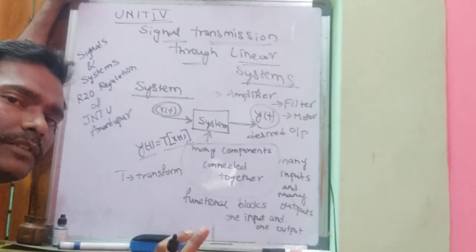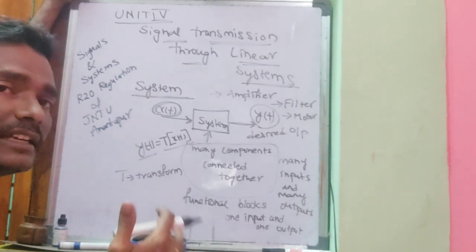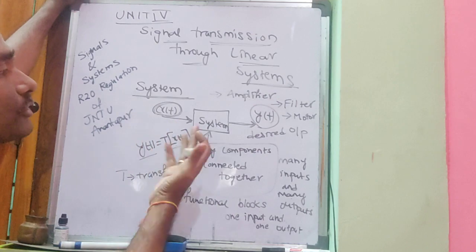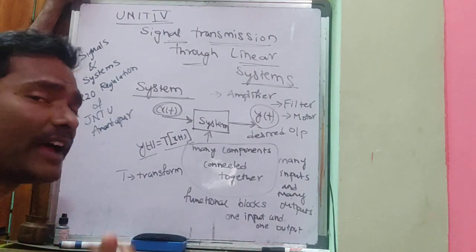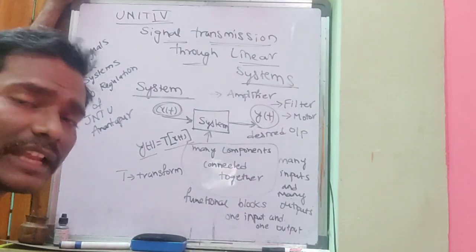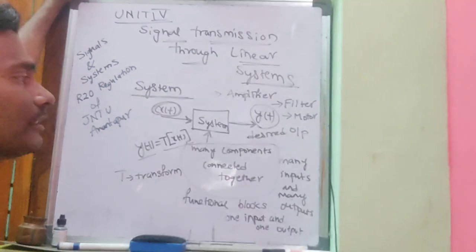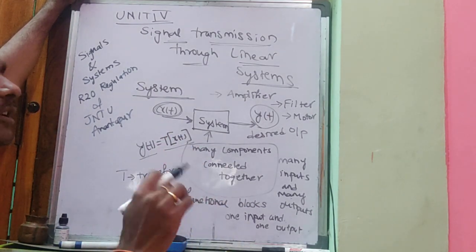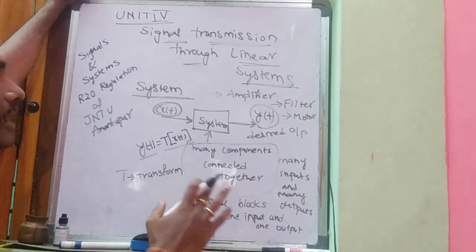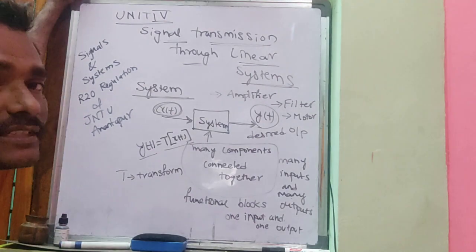Anything which takes some input and gives some output, and before giving the output has to process the input, is called a system. Even a fan is a system. A television is a system, a fridge is a system. You can find lots of examples of systems. Many systems have many inputs and many outputs, but we will be concentrating only on single input and single output systems.